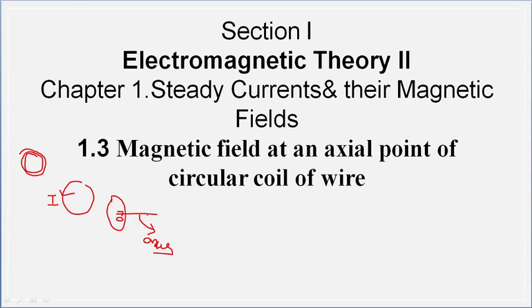At a certain distance from the center, we will find in general the magnetic field at any point on the axis of the coil, and then we can get the magnetic field at the center by saying that the distance x is equal to 0. Most of the cases what is required is the magnetic field at the center. In rare cases you require the magnetic field at any point on the axis.